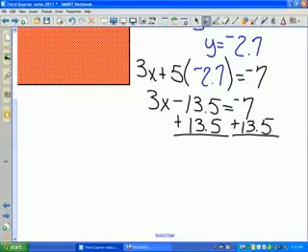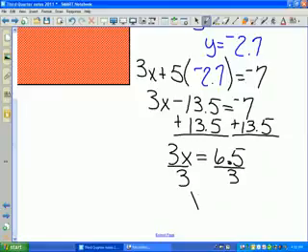The reason why I'm adding it is what? It's because originally I have a negative 13.5. So now I have to do the opposite so I can get my numbers on one side and my variables on the other. So here I have a 3x equals 6.5. Where's my point? There it is. And then I'm dividing both sides by 3.